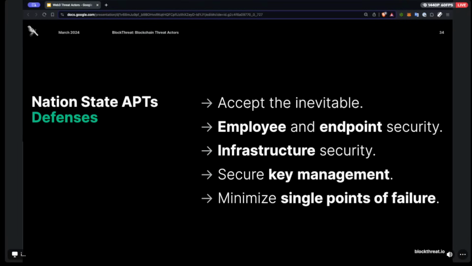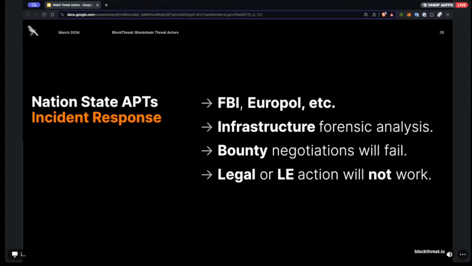Again, just like with criminal APTs, employee and endpoint security is the focus. They don't really hack smart contracts yet. So focus on your Web2 stuff, Web2 and people, infrastructure security, key management. Make sure that a single compromise of a single multi-sig key cannot steal everything. Things like that. When we talk about hacking Web2 infrastructure, we're talking about leaked keys, right?